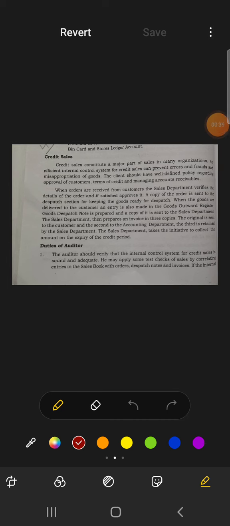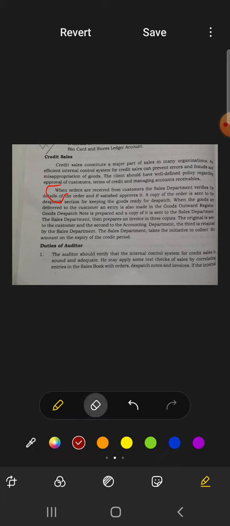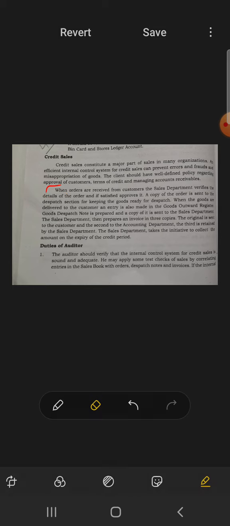We all know what a credit sale is. Credit sales are the sales made to the customer on a credit basis. For many organizations, credit sales constitute the major part of the sales. So in the second paragraph, we are discussing the process of credit sales in an organization or in a firm. What are the procedures or processes followed while making a credit sale?